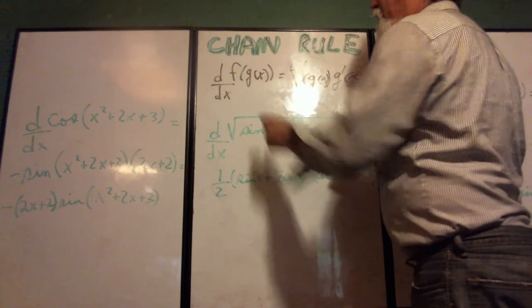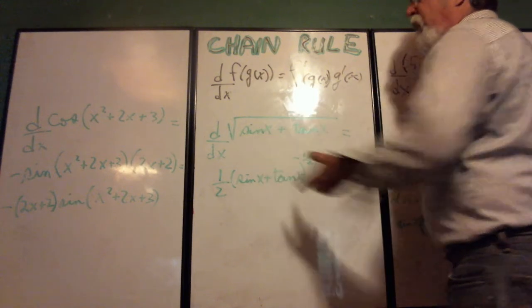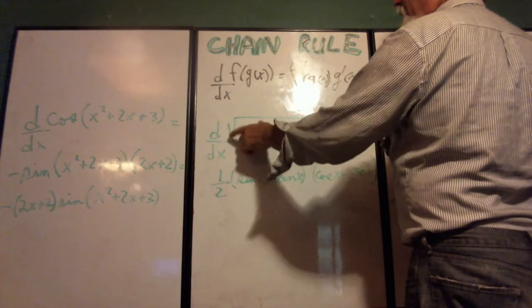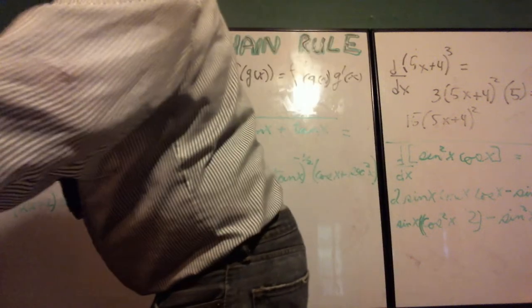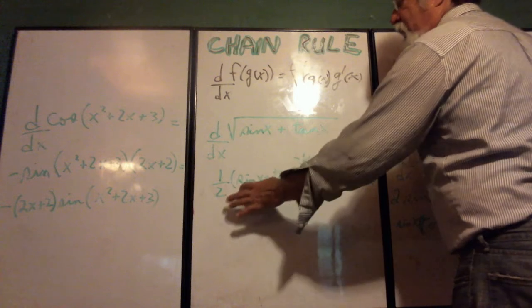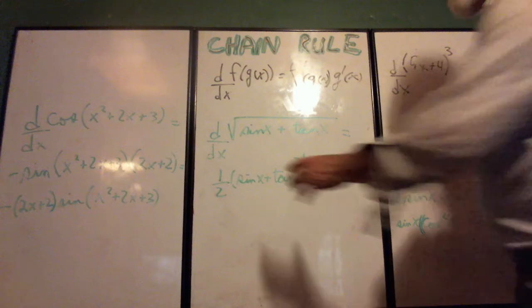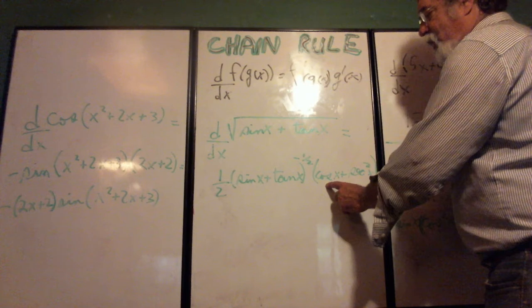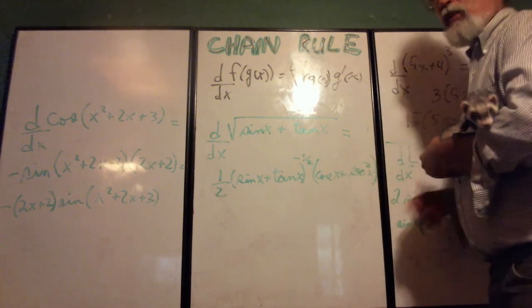Another example. This time it's the derivative with respect to x of sine x plus tangent x inside of a square root. Pretty easy to tell who is the inside here. Sine x plus tangent x is the inside. The outside is the square root. Square root is 1/2 power. So we've got the 1/2 comes down. Sine x plus tangent x to the negative 1/2 because I'm taking the derivative of the outside. Inside unchanged. Times the derivative of the inside. The derivative of sine x is cosine x, isn't it? And the derivative of tangent x is secant squared x.